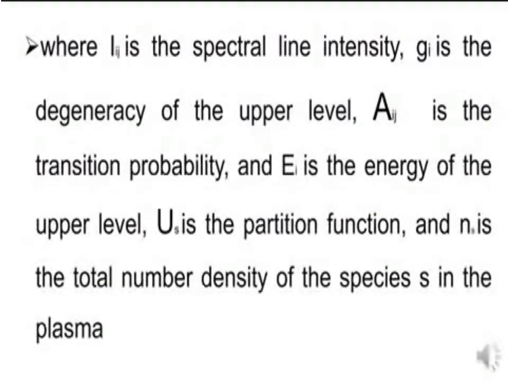These are the parameters of the Saha-Boltzmann equation, where J is the spectral line intensity, Gi is the degeneracy of the upper level, A is the transition probability, E is the energy of the upper level, U is the partition function, and S is the total number density of the species in the plasma.